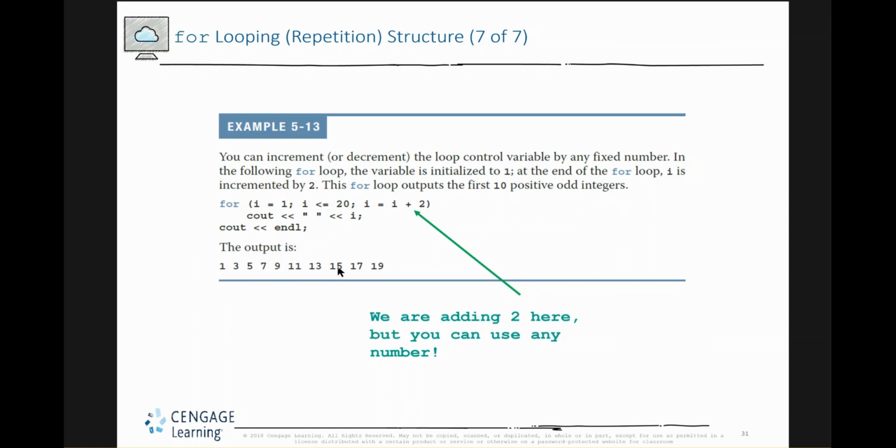Here's all our output, and then of course eventually it'll be 19. Is I less than or equal to 20? Yes, so print a space and then 19, and then we add 2 and it becomes 21, right? Is I less than or equal to 20? No, so the loop ends. We're adding 2 here, but you can have any number you choose, whatever works for your program.